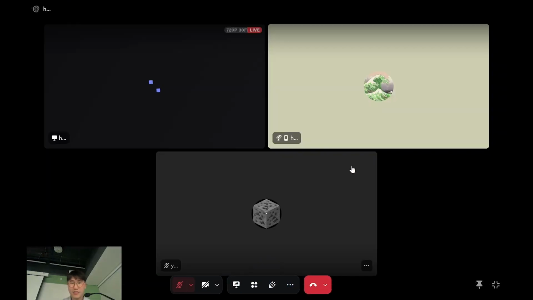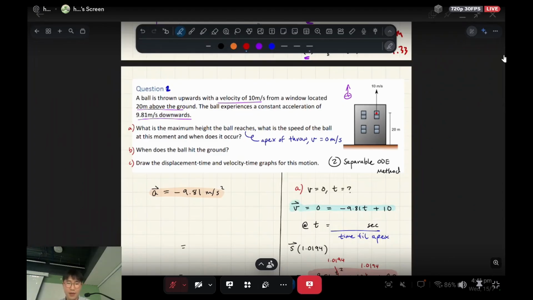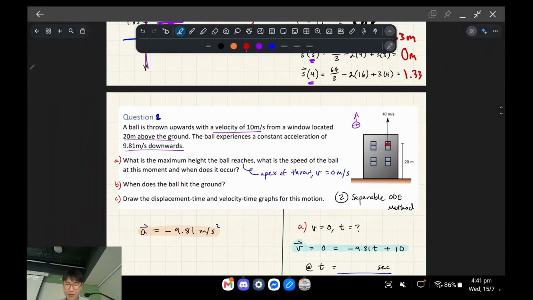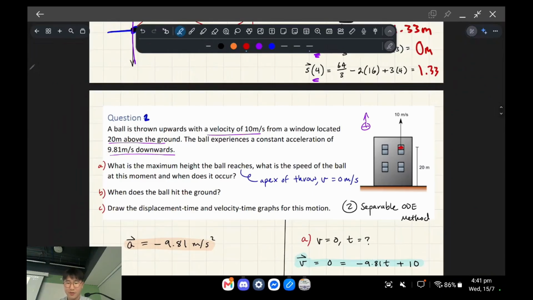For this particular question, it's about this dude throwing a ball up from a building, which is 20 meters off the ground. His initial position is 20 meters off the ground. He throws it at 10 meters per second up, and we know the acceleration due to gravity. So what all these things mean is that at time is equal to 0, we're at 20 meters off the ground.